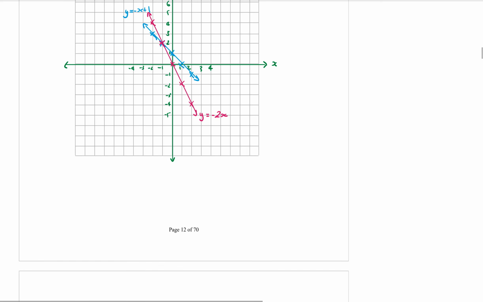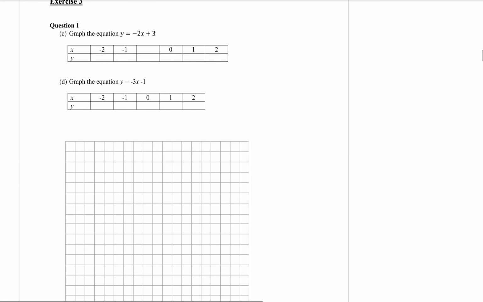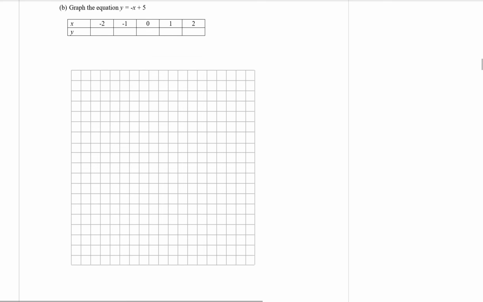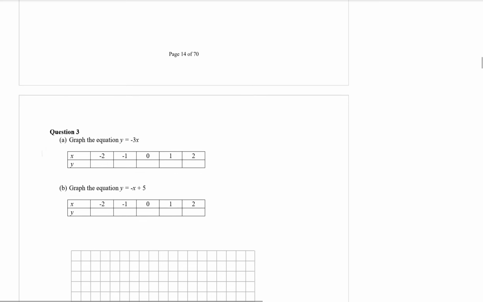Okay, so you've got some practice here. Exercise 3. Filling in the tables and drawing your Cartesian plane. So question 1, 2, 3, and then we'll be going on to something new next lesson.